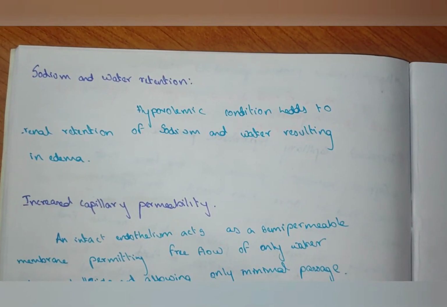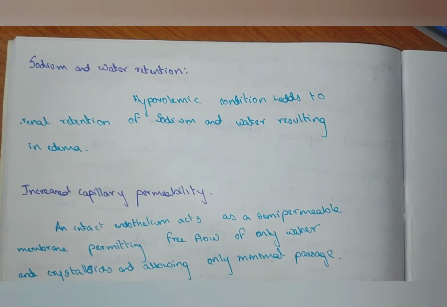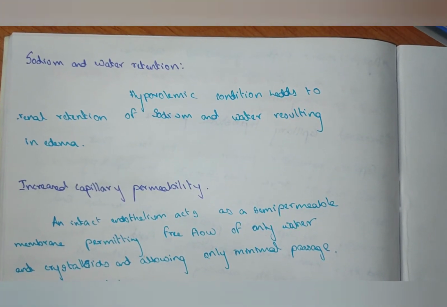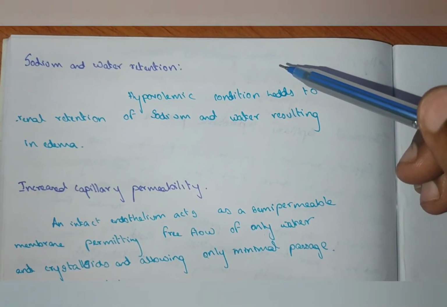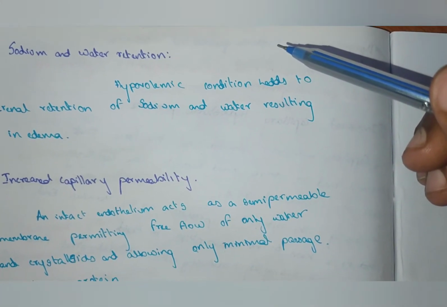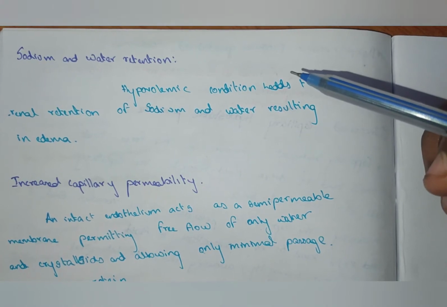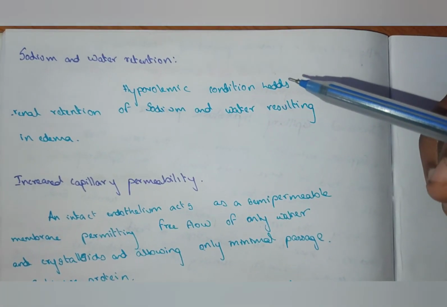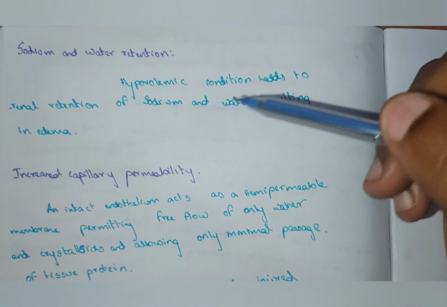Sodium water retention. A hypovolemic condition leads to renal retention of sodium and water, resulting in edema. Hypovolemic condition means there is a decrease in water content in the body, and a signal causes sodium and water retention to take place, which causes edema.